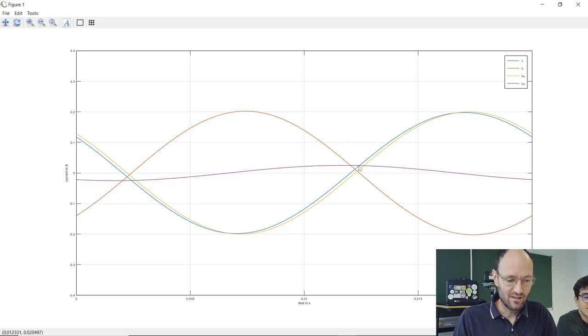But the blue curve is the first current, the red curve is the second current. As you can see, they have almost the same amplitude, similar amplitude, but they are out of phase. And that's why the differential mode current is very similar to the first current, and the common mode current, which is this purple curve, is much smaller in comparison.